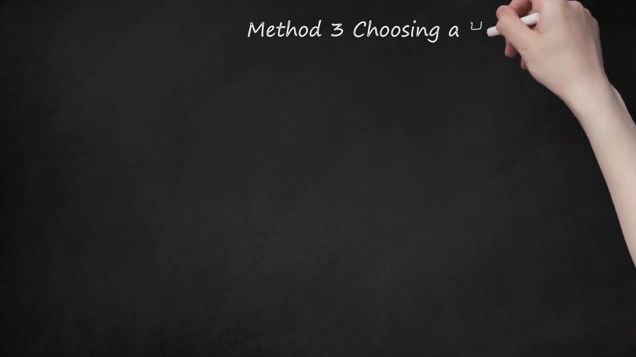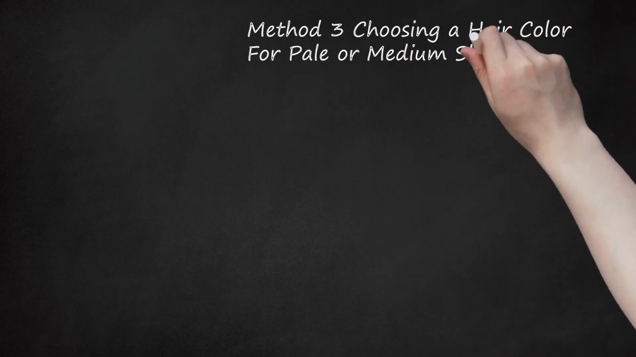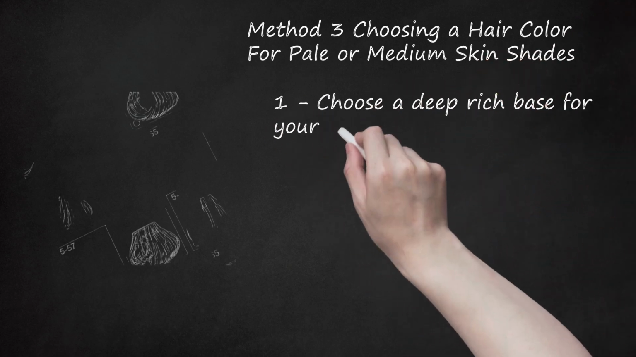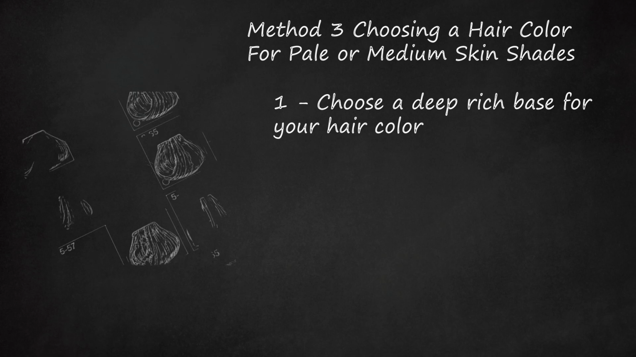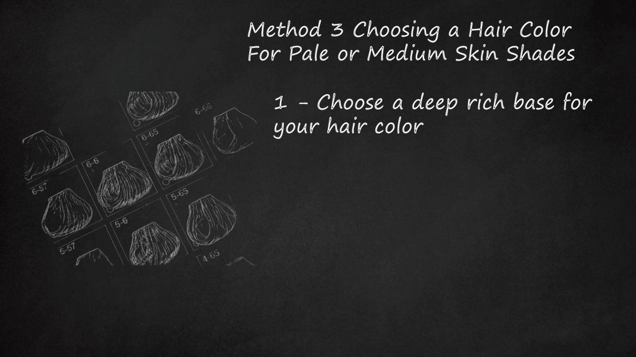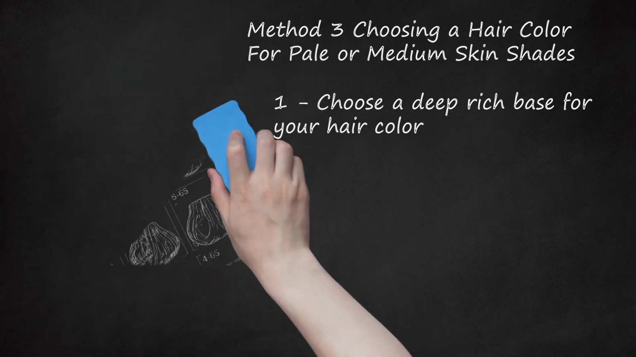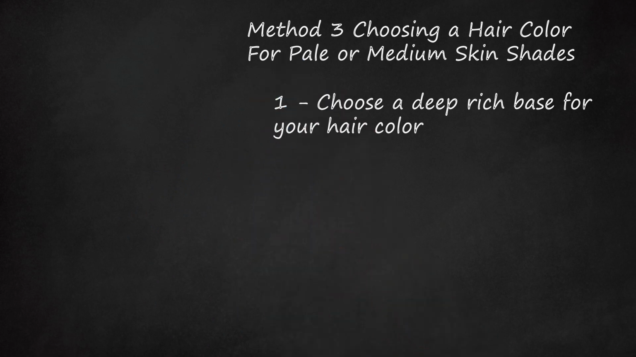Method 3. Choosing a hair color for pale or medium skin shades. 1. Choose a deep rich base for your hair color. If you have warm undertones with yellow, pick a hair color that leans towards chestnut, dark golden brown, auburn and mahogany. Then highlight using a red base, such as cinnamon or copper. If you choose a blonde base or blonde highlights, you may end up overemphasizing your yellow undertone.